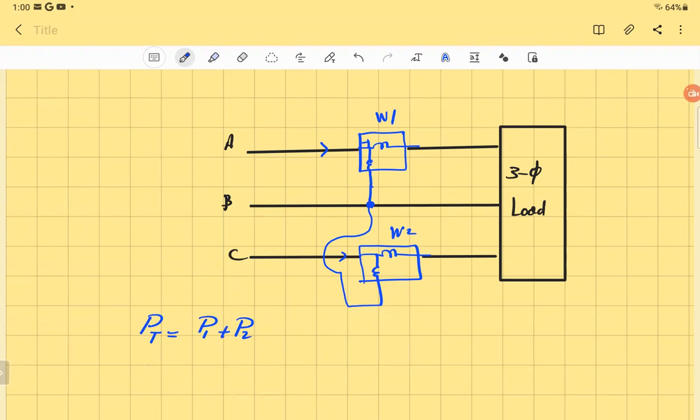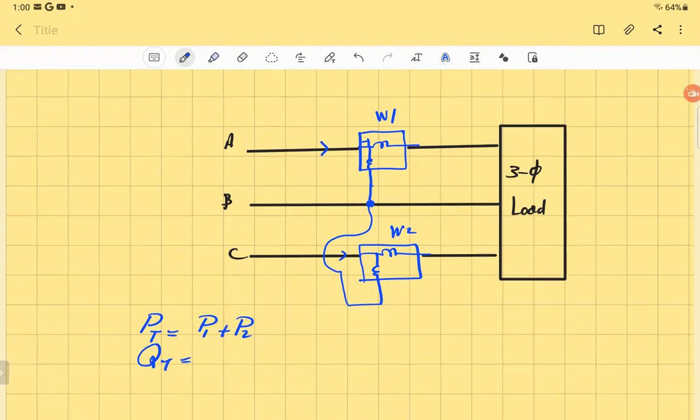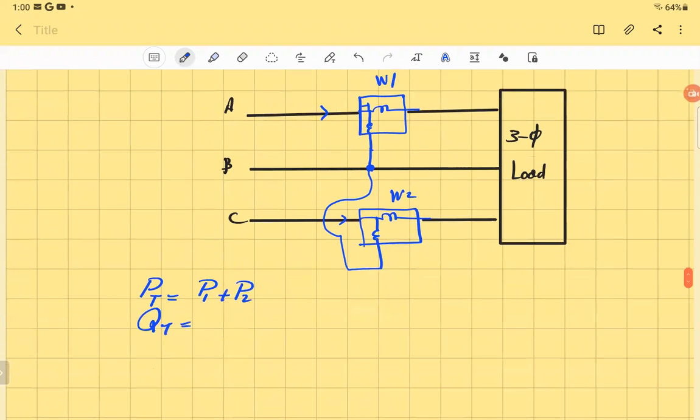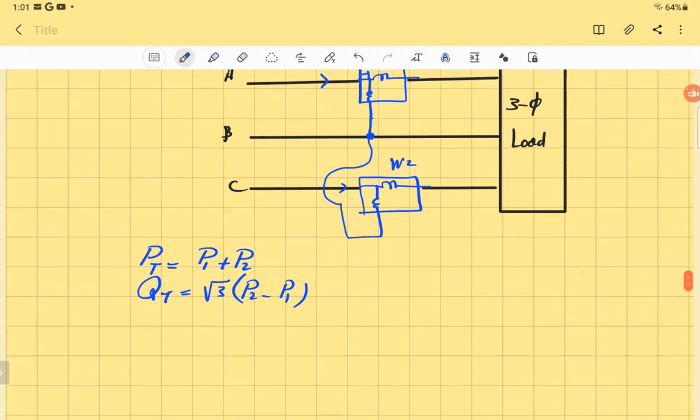Q is a little bit tricky. The total Q, you are going to subtract P2 minus P1. And pay your attention. P2 coming from W2 or wattmeter, second wattmeter, which is connected to phase C. And the first one connected to phase A. And then when you subtract the power multiplied by root 3, you get the total reactive power supplied to the load.